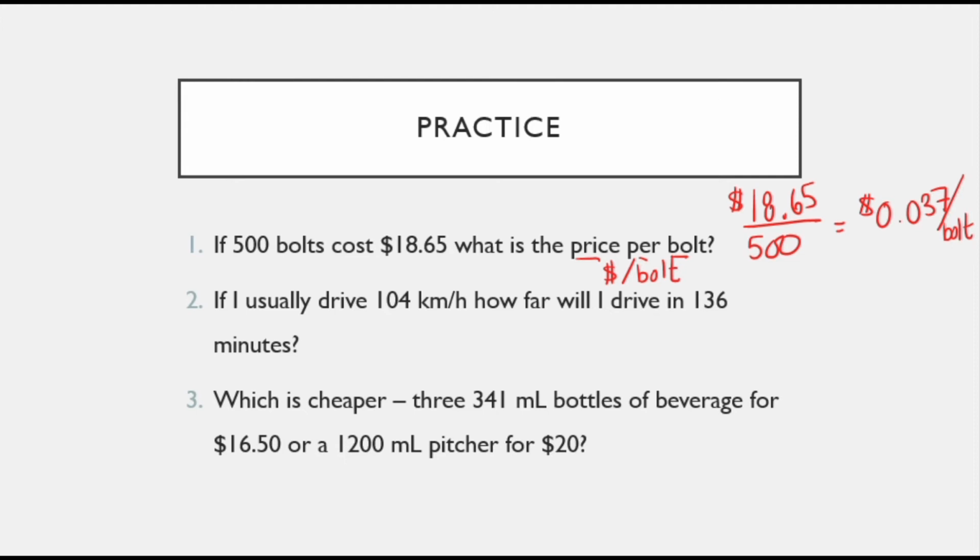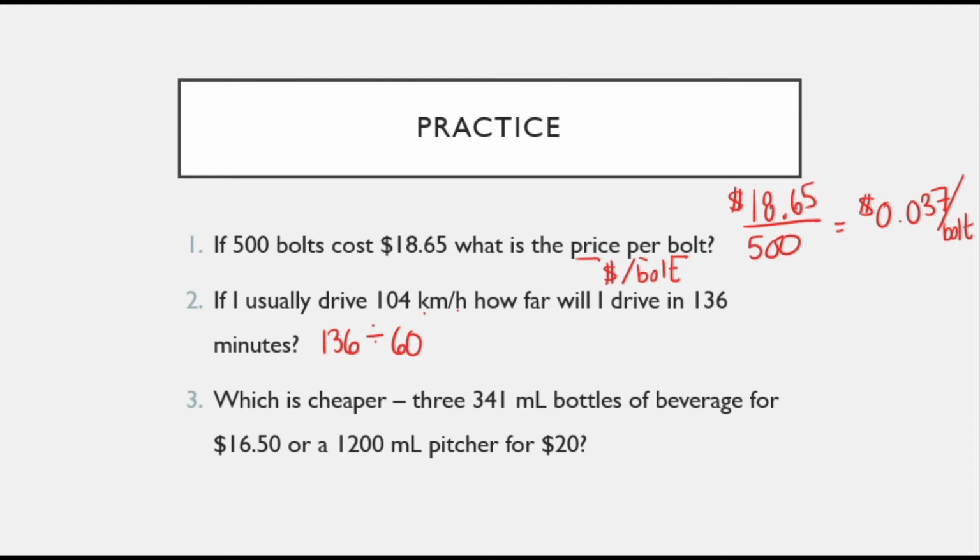If I usually drive 104 kilometers per hour, this is a unit rate they've given me already. So I know it's 104 per 1. So I need to find what that is equivalent to in 136 minutes. First things first, you can have kilometers and hours, but you can't have kilometers, hours, and minutes. So we're going to take that 136 minutes and divide it by 60 because there are 60 minutes in an hour.